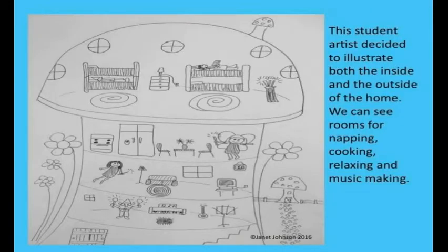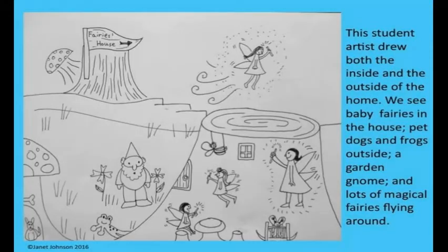This student artist decided to illustrate both the inside and the outside of the home. We can see rooms for napping, cooking, relaxing, and music making. This student artist drew both the inside and the outside of the home as well. We see baby fairies in the house, pet dogs and frogs outside, a garden gnome, and lots of magical fairies flying around.